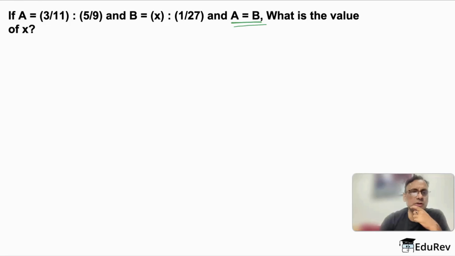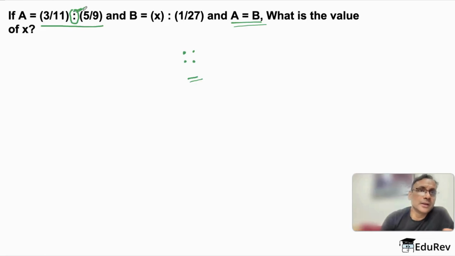Now this can confuse a lot of people. This itself is a proportion. Okay, but this is not a proportion. If you remember, what do you get in the center of a proportion? You get either a double colon or an equal to sign. You get a colon only in case of a ratio. Only in case of a ratio.